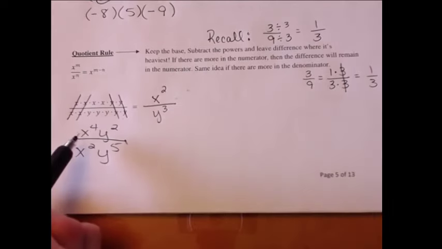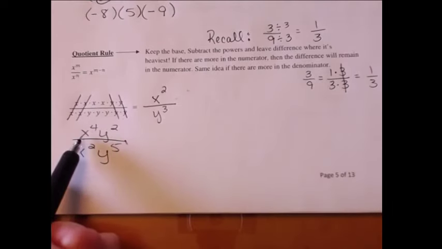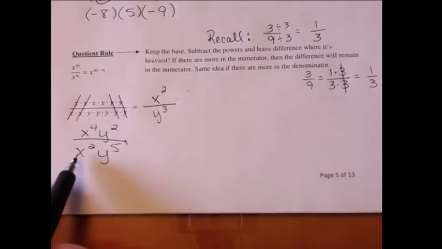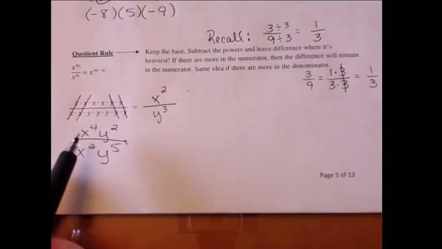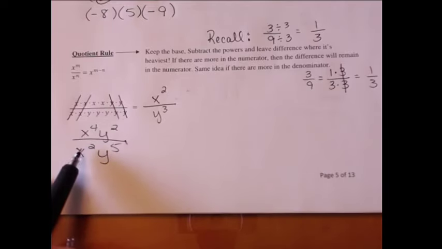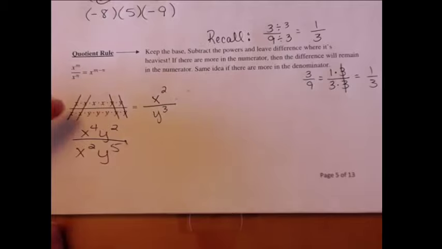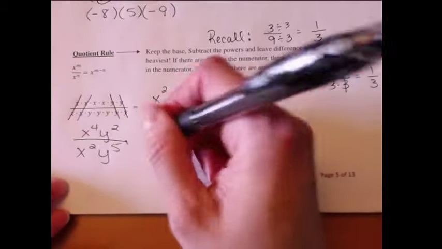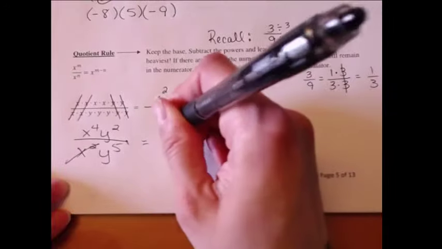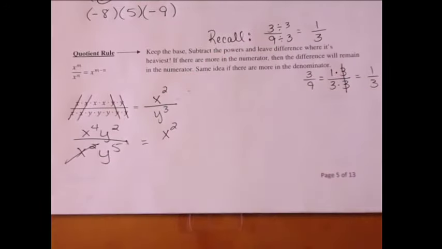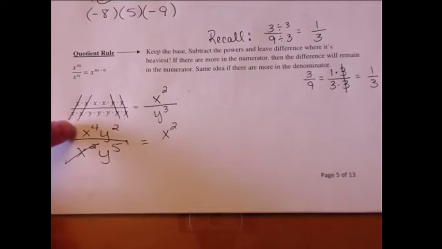So notice here you have 4 factors of x in the numerator and only 2 x's in the denominator. When we cancel out 1 for 1, you're going to be left with 4 minus 2, which is 2 factors of x where it's heaviest. There are more x's in the numerator, so it would make sense that you'd have 2 left over in the numerator because there were more of them up top.